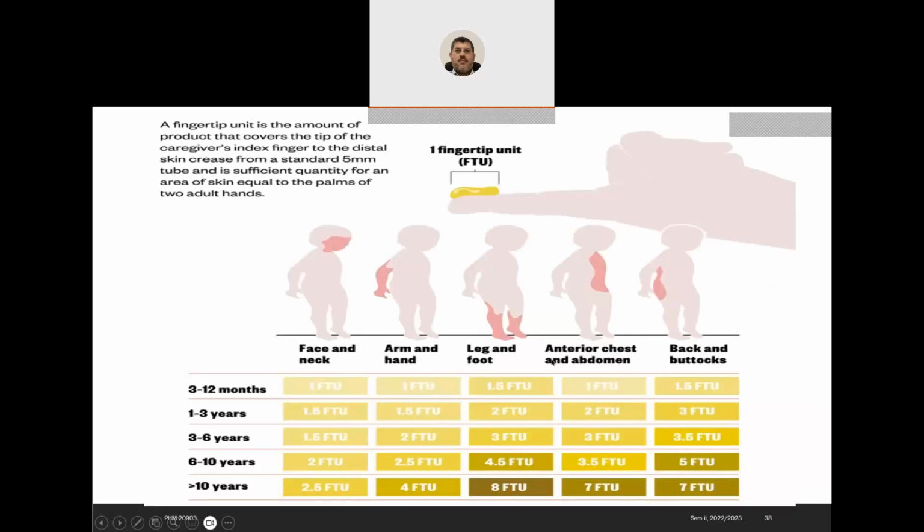When it comes to children, it depends on the age also. Here's the guidance on how to use the FTU. For example, if I want to apply to the face and neck, how many FTU do I need? Here, for 3 to 12 months, 1. For 6 to 10 years, you need 2 FTU. More than 10 years, we need 2.5 FTU. To cover the arm and hand, leg and foot, anterior chest and abdomen, how many do we need? It depends on the age. The higher the age, the more the body surface area, so the more units you need to use.